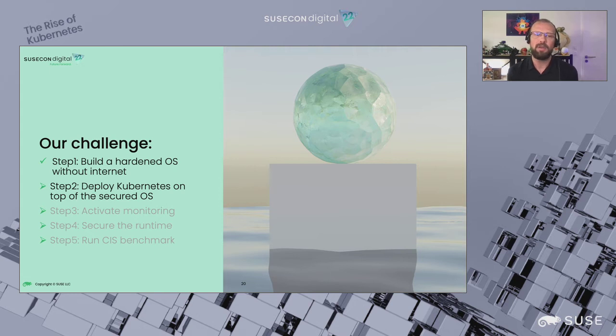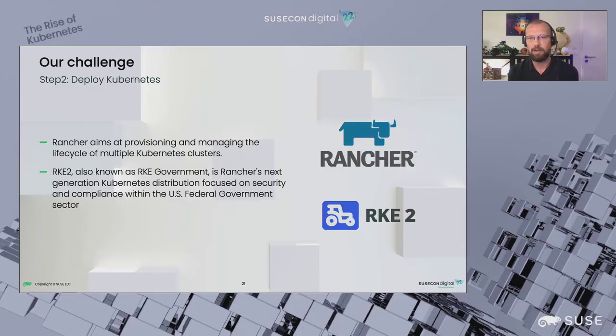So let's talk about how we're going to then deploy Kubernetes on top of the secured OS. The different components we're going to use here would be Rancher and RKE2. Rancher is the de facto tool known by SREs, site reliability engineers, to ease the work of deploying, managing, and administrating Kubernetes clusters. RKE2 is the well-known evolution of RKE, which is now very focused on being compliant with the US federal government sector. It's going to help us to address this problem.